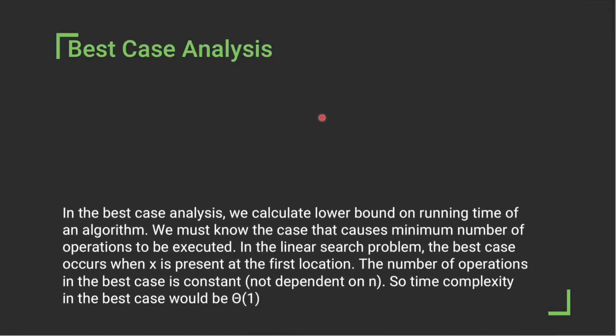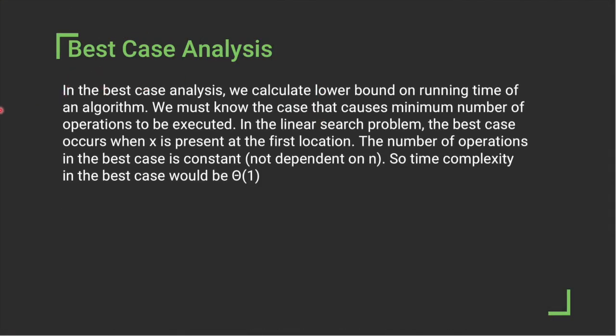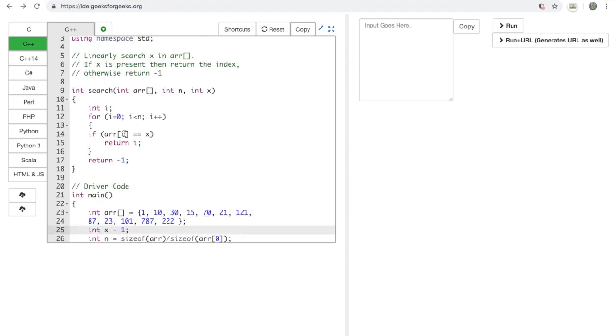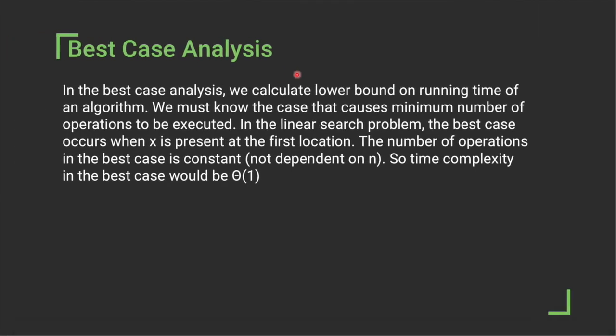Best case analysis. In the best case analysis, we calculate the lower bound on the running time of an algorithm. We must know the case that causes the minimum number of operations to be executed. In the linear search problem, the best case occurs when x is present at the first location. The number of operations in the best case is constant, not dependent on n, so the time complexity in the best case would be big O of 1. So here, 1 will be easier to search and will take less time than searching 222.